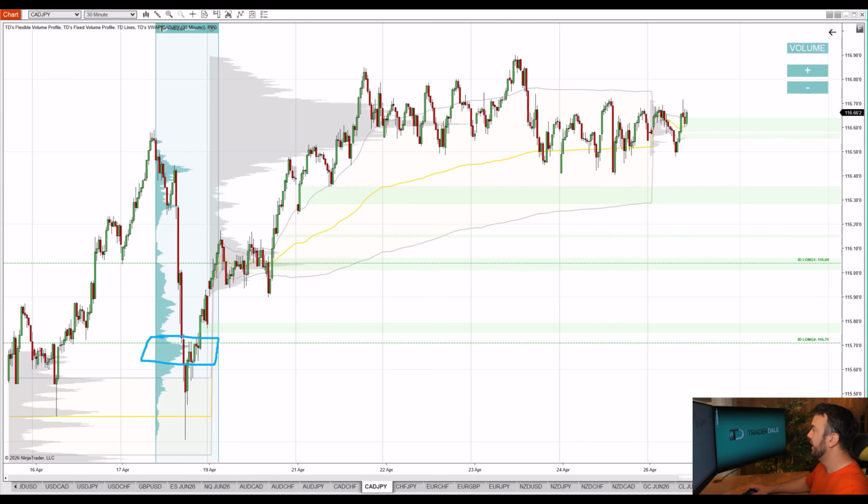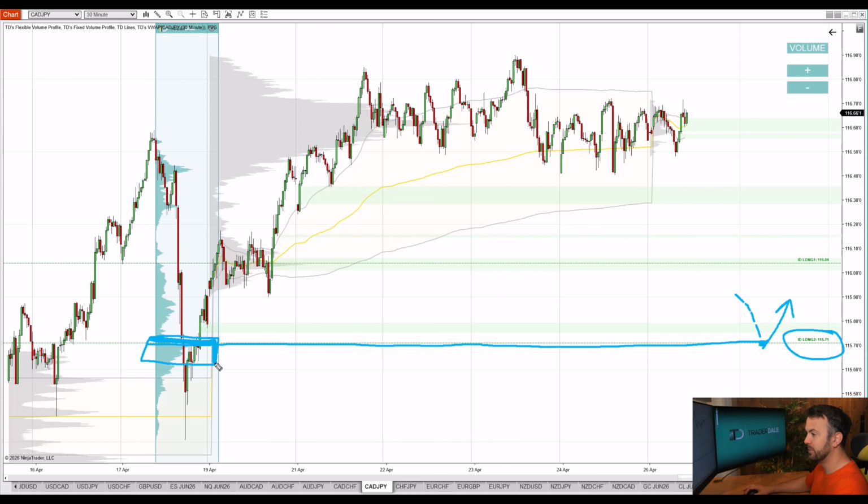So the level that I have here is at the beginning of that heavy volume zone, 115.71. When the price makes a pullback, if it makes a pullback at some time in the future, then there should be a reaction. Okay, buyers from here should become active again, defend this place, and push the price up from there.